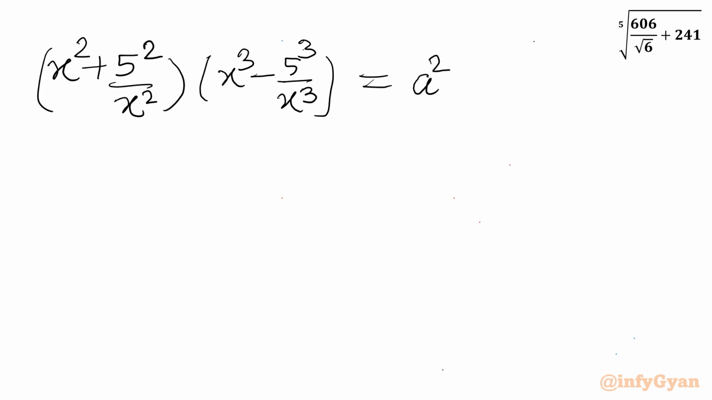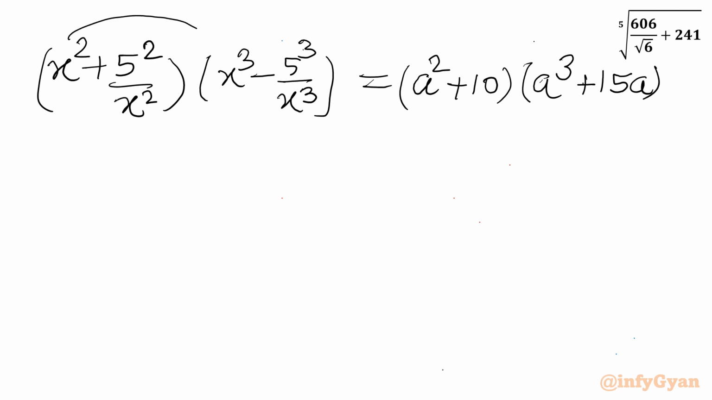the right hand side, which was a square plus 10, and the right hand side of equation 4 will be a cube plus 15a. Now multiply term by term.